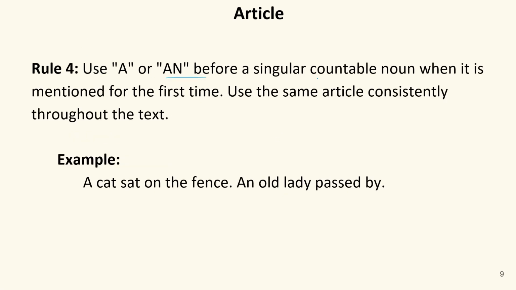Use a or an before a singular countable noun when it is mentioned for the first time. Use the same article consistently throughout the text. A cat sat on the fence. An old lady passed by. Now the paragraph begins with a. So in each and every sentence, if the noun is singular and required, we have to use the indefinite article only.